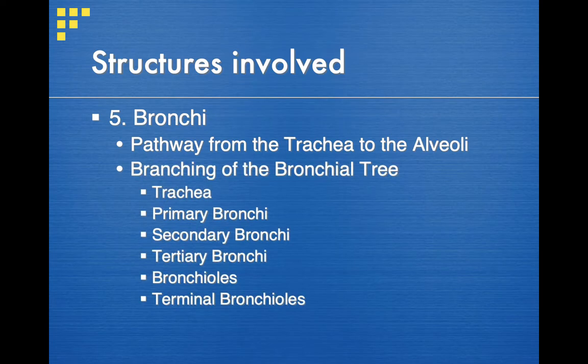And here's the order. The trachea is the biggest in diameter, and that branches into the primary bronchi, which branch into the secondary bronchi, which are a little bit smaller in diameter, which branch into the tertiary bronchi, which are the smallest bronchi. And then that will branch into the bronchioles, which then leads into the alveoli.